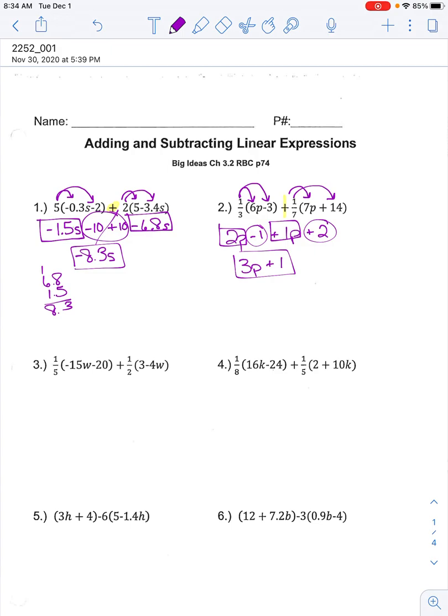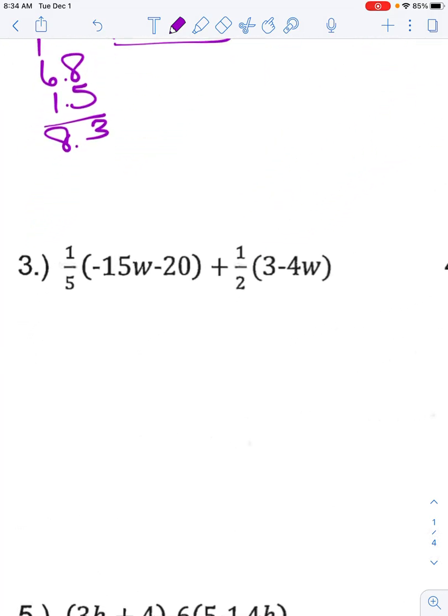Okay, I would like for you to pause the video and try numbers 3 and 4, and then when you get finished, unpause it and let's see if you got them correct.